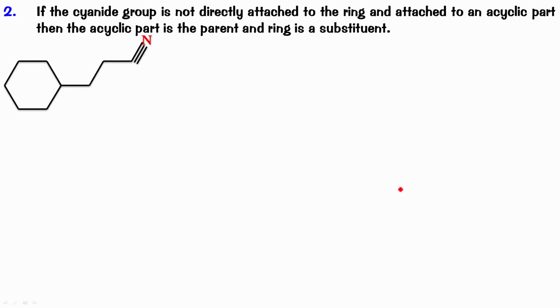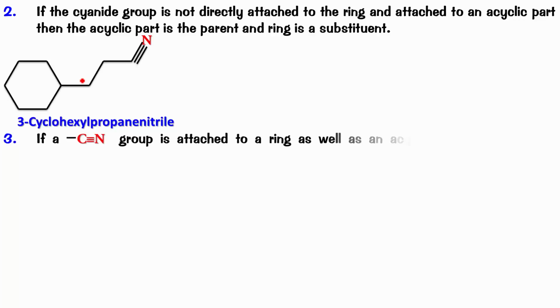So what would you call this? This is the parent. Numbering is done this way. So it's 3-cyclohexylpropane nitrile. What about if the cyanide exists in the ring as well as the acyclic part? Then irrespective of the number of carbons in either case, this ring happens to be the parent.